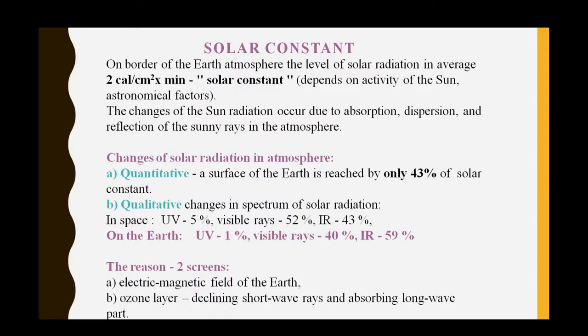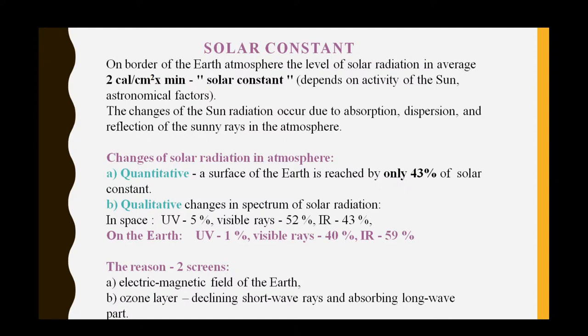Changes of solar radiation in the atmosphere. Such changes are quantitative and qualitative. Quantitative: the surface of the Earth is reached by only 43% of the solar constant. Qualitative: changes in the spectrum of solar radiation.